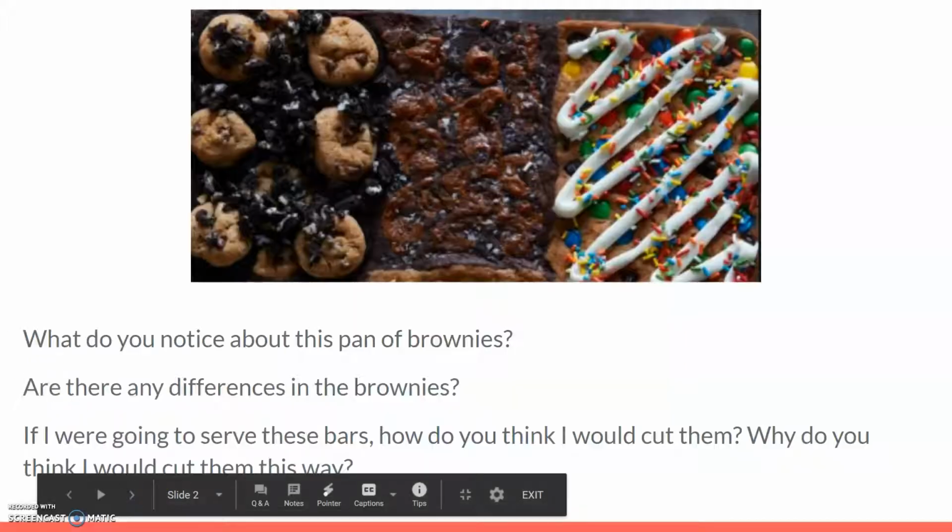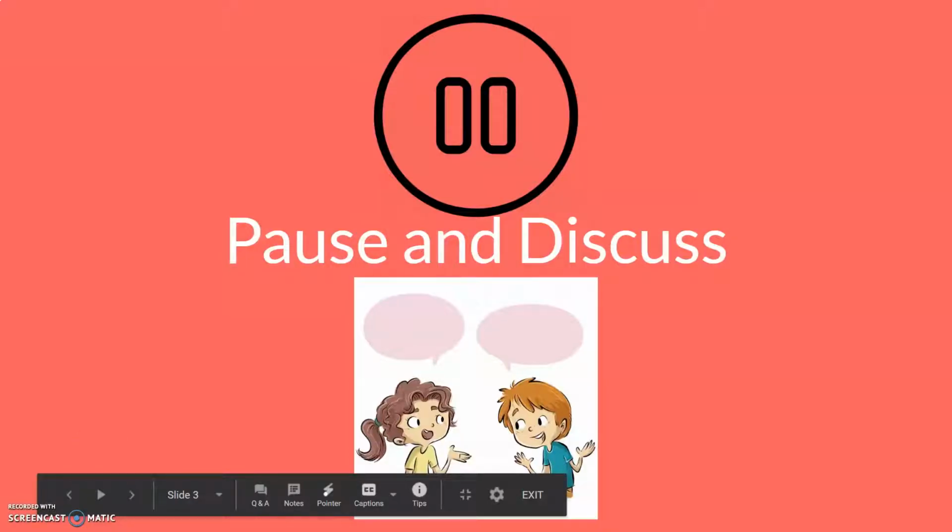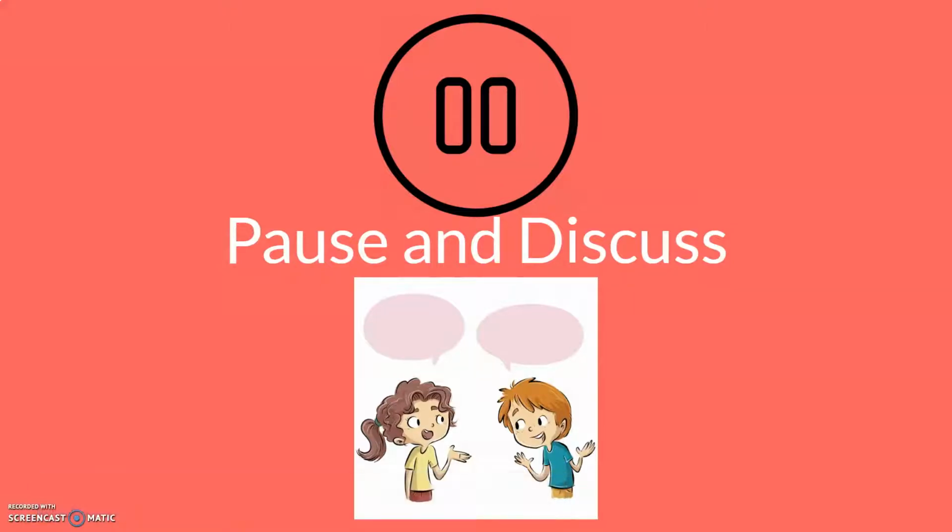First, let's take a look at this pan of brownies. What do you notice about them? Are there any differences? If I were going to serve these bars, how do you think I would cut them? Why do you think I would cut them this way? Well, you can take some time and discuss these questions with anyone in your household, or simply just take some time to think about them.